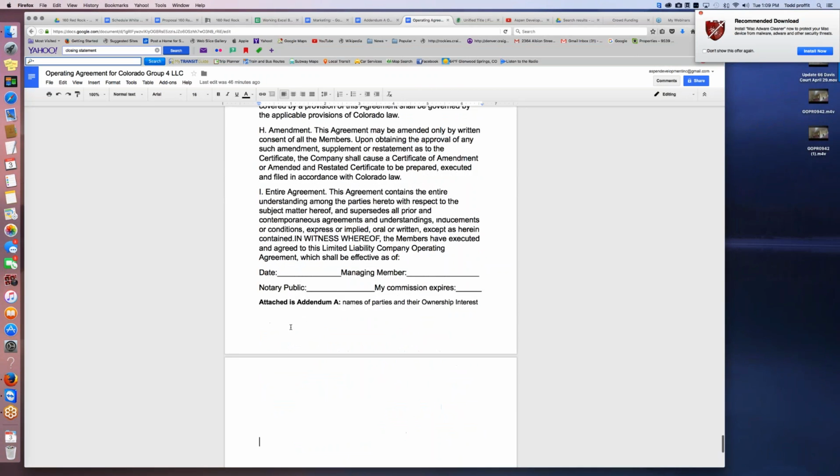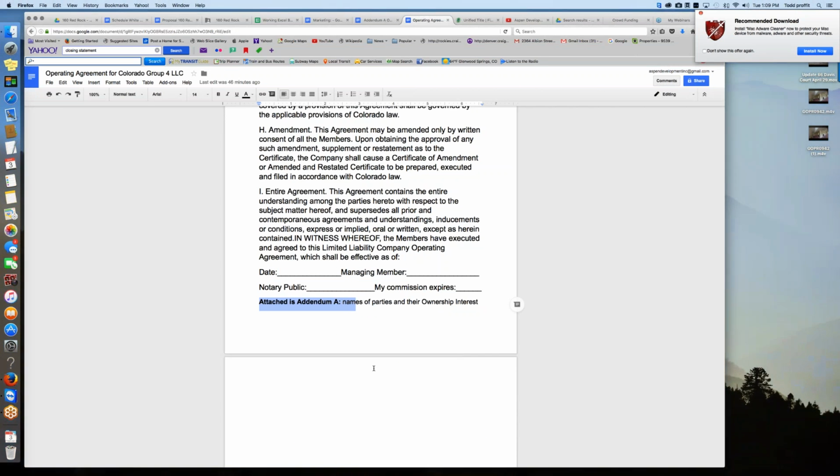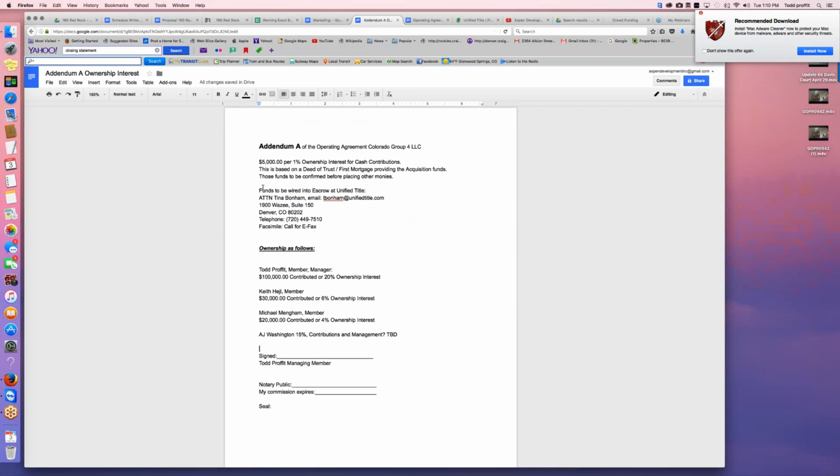Everybody has a copy of this, of course, signed and dated, and then the attachment is the Addendum A with the ownership interest. Are there any questions there? No, just to let you know, I spell my name differently, it's K-I-E versus K-E-I. Oh, I'm sorry. Just make sure. That's it. Not quite there.